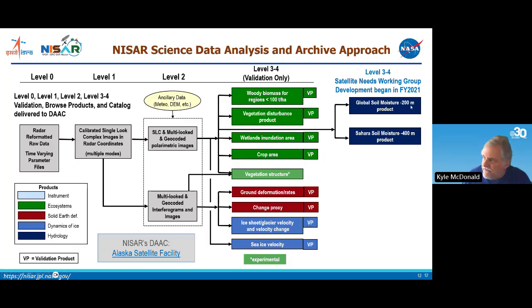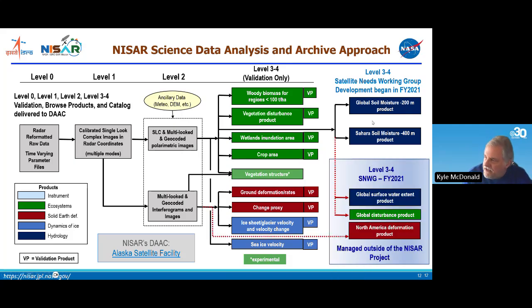So this will be available at about a 200-meter resolution globally, except in the Sahara Desert where its resolution isn't so important. So that's at about 400 meters. The rest of these products will be able to be generated at about a 20-meter resolution. So we're looking at a pretty high resolution capability on the order of what you're used to with Landsat. The global products are a little bit coarser resolution.